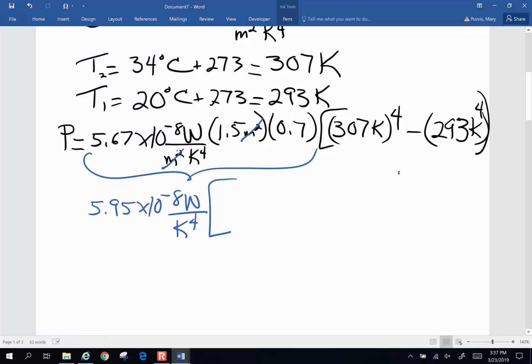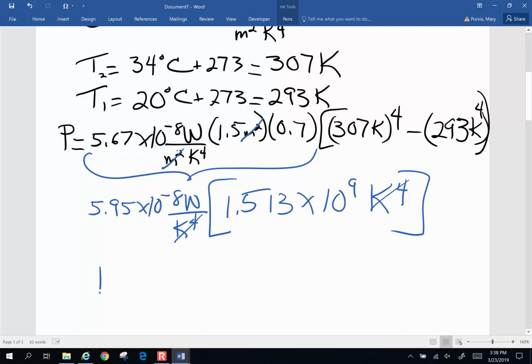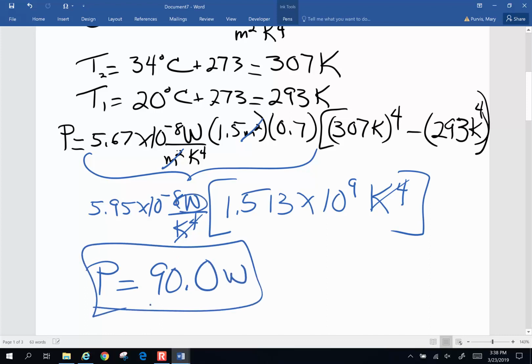Thank goodness for calculators. But when I do that subtraction, I end up with 1.513 times 10 to the ninth Kelvin to the fourth. Now the Kelvin to the fourth will cancel Kelvins to the fourth, and when I do the math, I end up with right around 90 watts. So this person is going to be giving off about the same amount of heat as a 90-watt light bulb. That means it's fun to cuddle other humans.